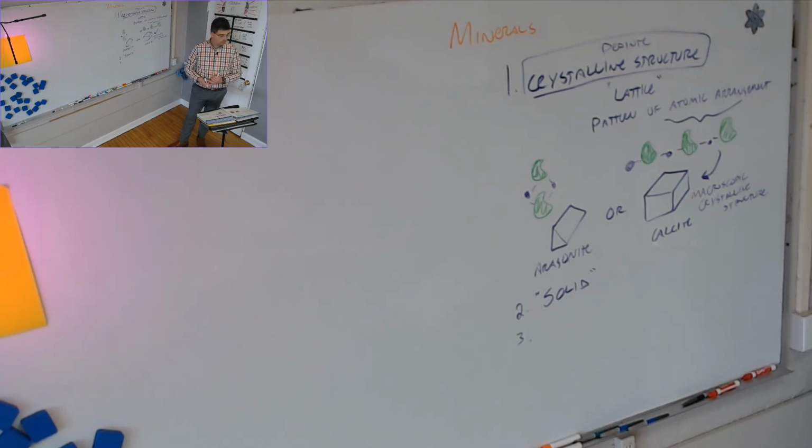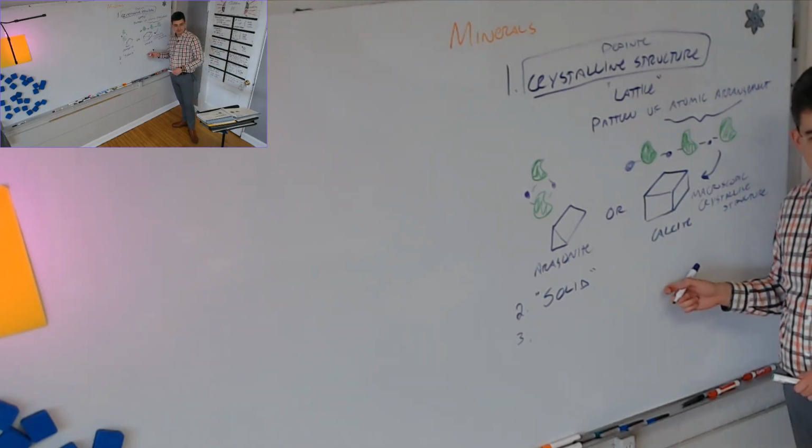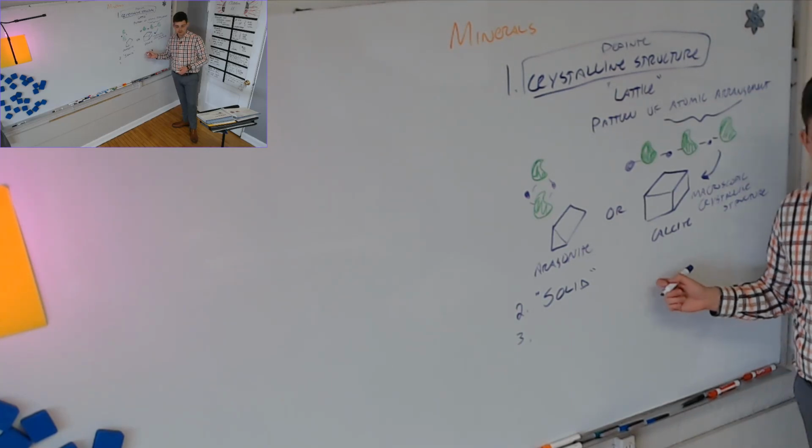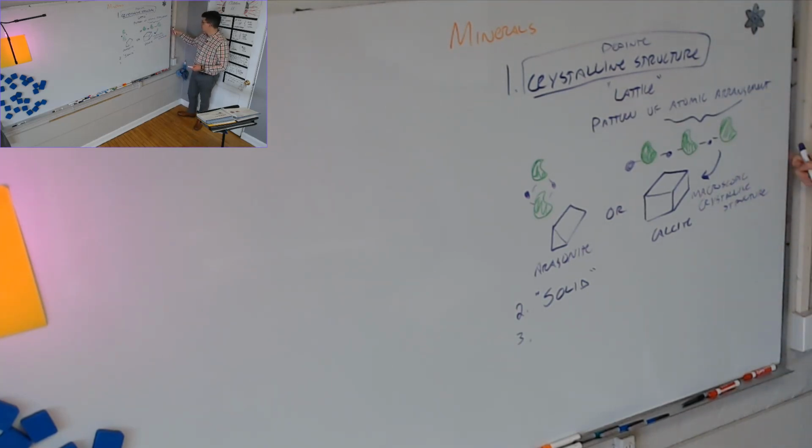Sure. Can you think of another one, though? Is this a mineral? It's solid. Probably has a crystalline structure. I don't actually know. It probably is actually amorphous. Why not? This definitely has a crystalline structure, and it is solid. Why is this not a mineral?